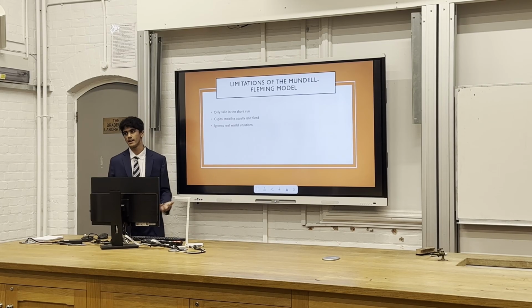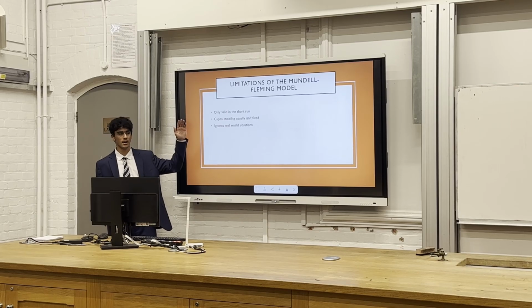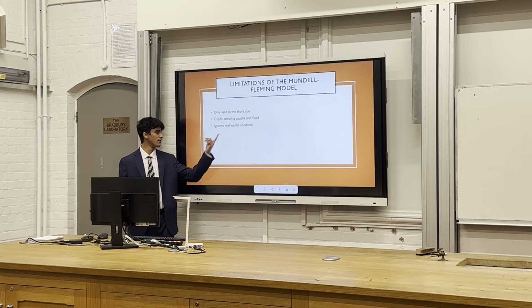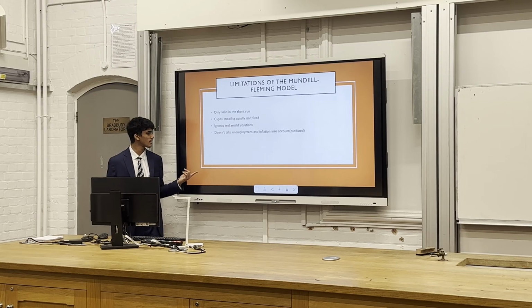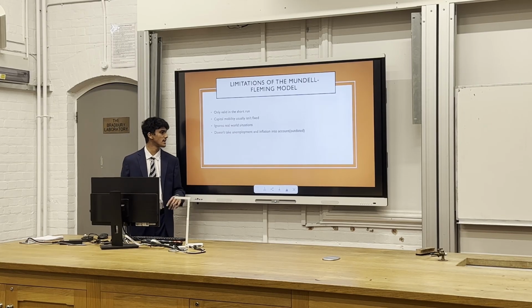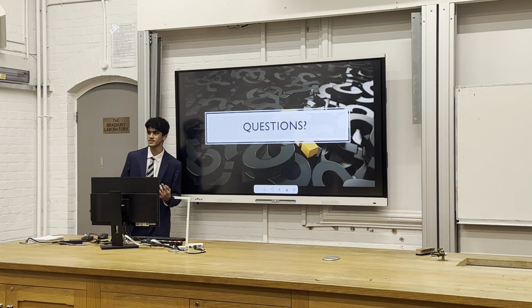Also, it's really theoretical. Obviously, capital mobility isn't always fixed, so rather than being like this, the BP curve would usually be upward sloping, so it'd be a lot harder to predict what would happen, and the curve shifts become a lot more complex. It also ignores real-world fluctuations, so it doesn't take into account recessions or fluctuations in demand and supply. And as I said before, it doesn't take unemployment and inflation into account, so it's a little bit outdated. Questions?